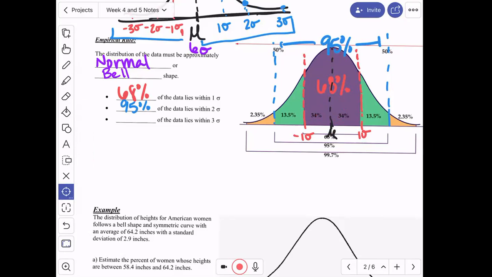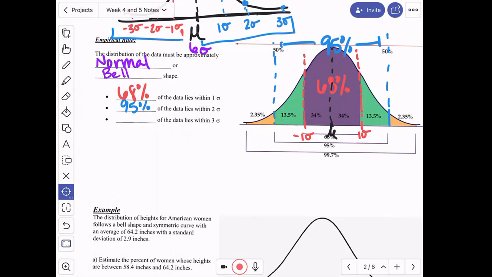Because you divided 68% in half. Why did I divide it in half? Because it's a normal bell, and the shape is what? Symmetrical. Because it's symmetric, we can divide it in half. We can cut everything in half here. It has to be equal on both sides. That's the definition of symmetry.